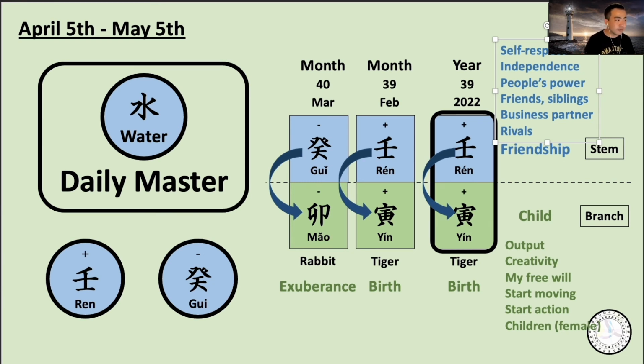I want to take an action to change something. I want to use my will more with my friends or with my self-independency. That is the theme of this year for Water Daily Master. And there could be friends or more people around this person, and let this Daily Master move or change.